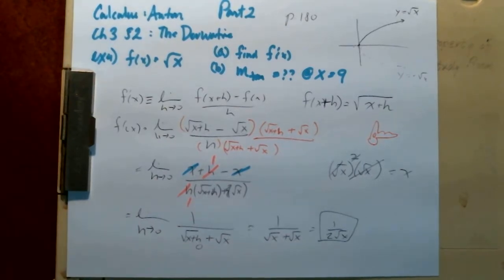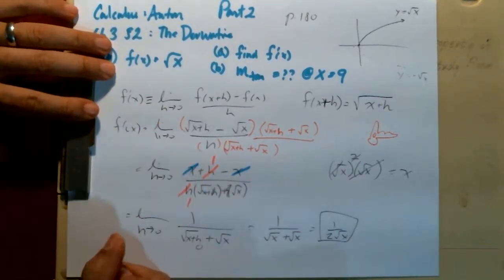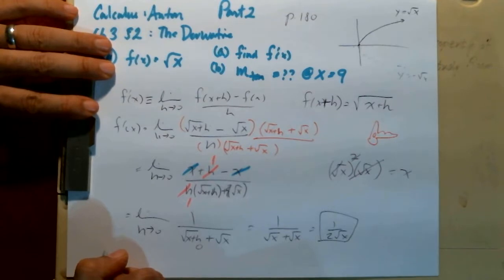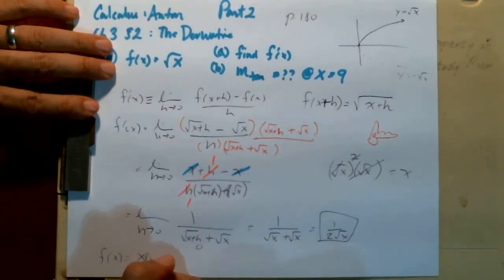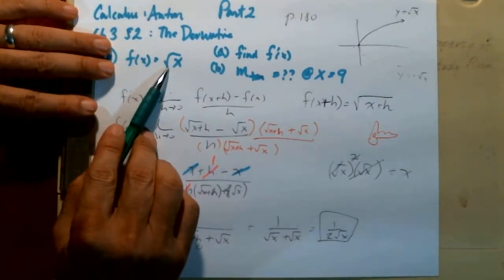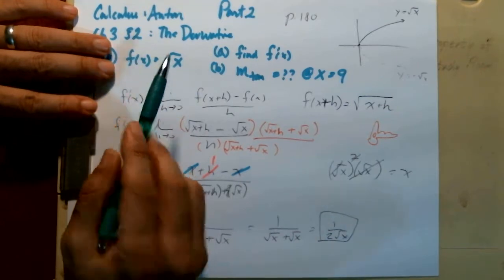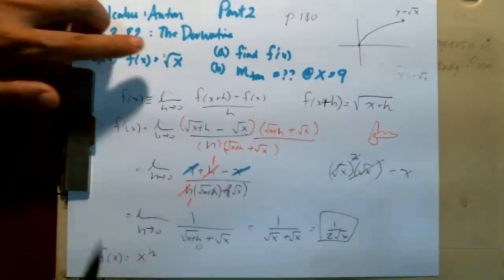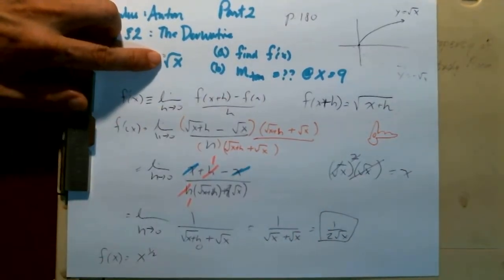That was using the definition. Let's try to use the power rule, if you remember the power rule. f of x is equal to x to the 1/2 power. To go from radical form to exponential form, remember the 2 right here, that's the square root, goes to the denominator of the exponent.